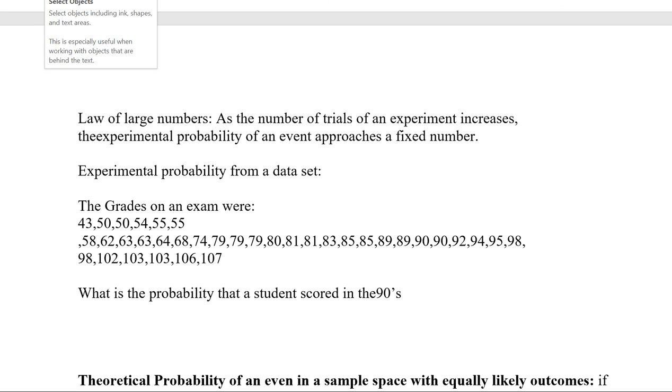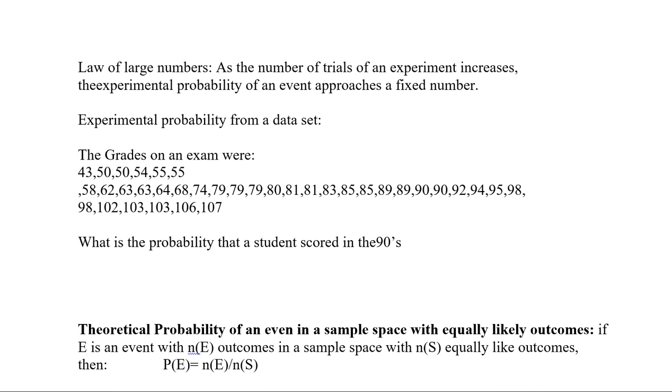And that takes us to something that we call the law of large numbers. It says as the number of trials of an experiment increases, the experimental probability of the event approaches a fixed number. So we looked at 10 coins. If we looked at 100 coins or 1,000 coins or 1,000,000 coins, we find the more often that we did it, the closer that probability would get to an actual number that would be the exact probability of that event.